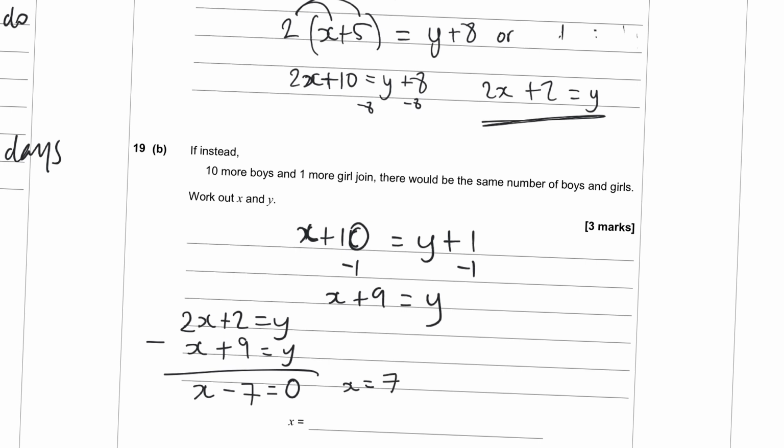Then we're going to substitute x is equal to 7 into this one up here. So 7 plus 10 is equal to y plus 1. 7 plus 10 is 17, that's equal to y plus 1. If you take away 1 from both sides, y is going to be equal to 16. So our final answers are going to be 7 and 16.